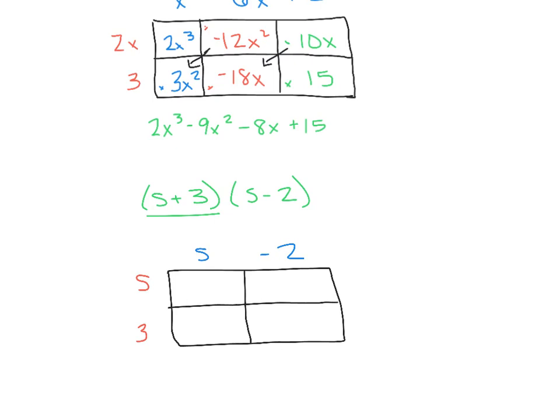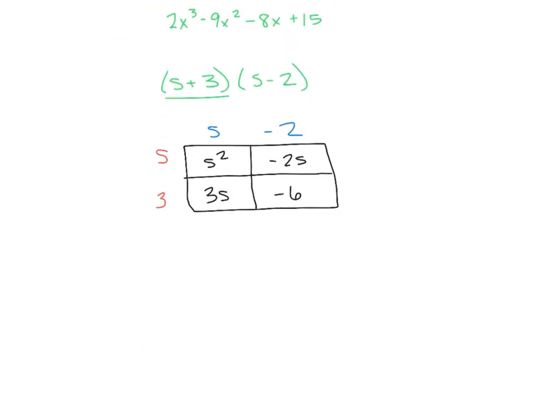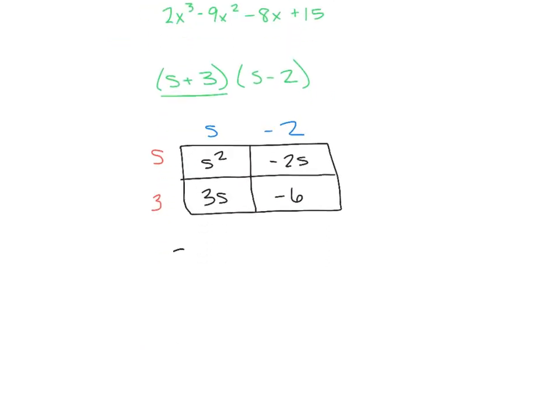So you have s times s, which is s squared, 3 times s, which is 3s, and then you're going to do s times negative 2, which is negative 2s, and 3 times negative 2, which is negative 6. And then you look diagonally: s squared, you can't go diagonally, so you have s squared. Diagonally here, negative 2s plus 3s is plus 1s or plus s, and negative 6 you can't go diagonally. And the reason it works better in my mind for binomials is because you only have to go diagonally once. So you don't have to use those, but if you want to, you can.